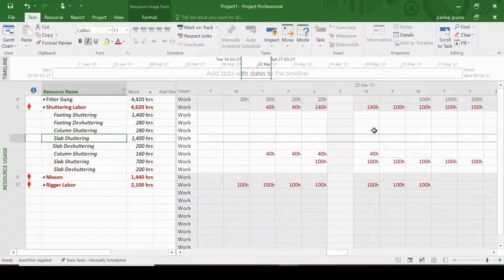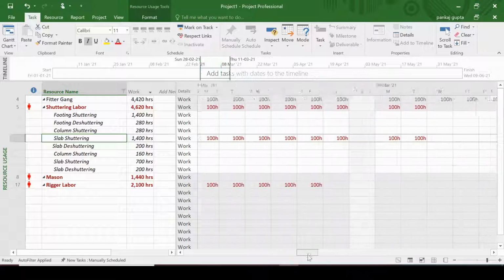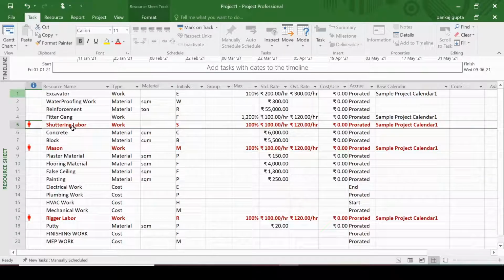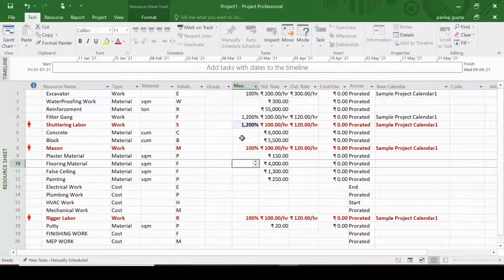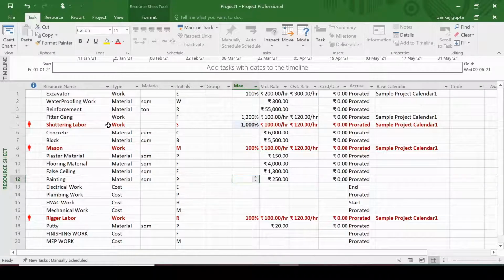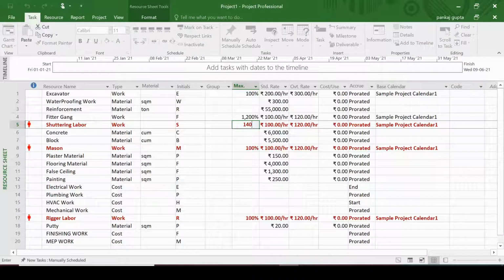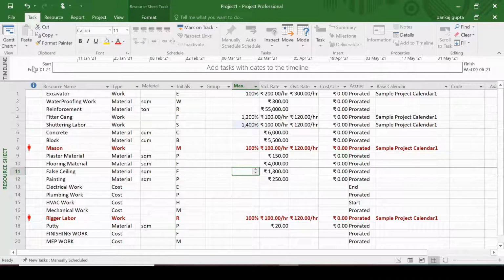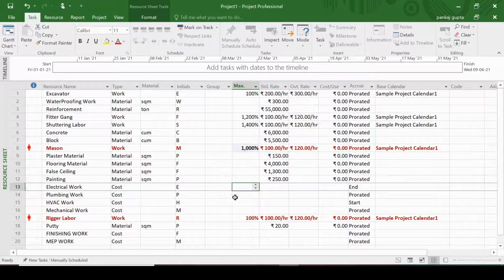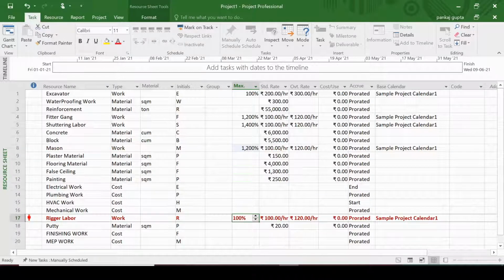But to address the limitation of the resources, it's not necessary to increase the resource unit to the maximum value. For example, either we can increase the shuttering to 1400 or we can keep it 1000 or maybe 800 as per the requirement or the condition of the project. Although over allocation will not be removed if we reduce it, resource leveling will play its part in the next session. So let us first put the maximum value so that we can remove the over allocation through the first method.